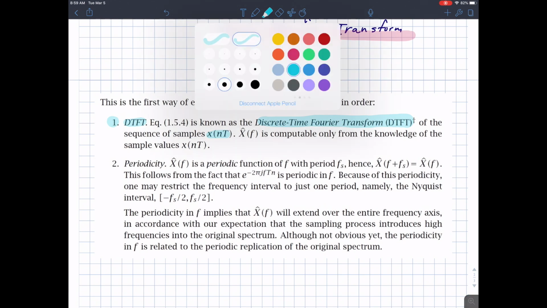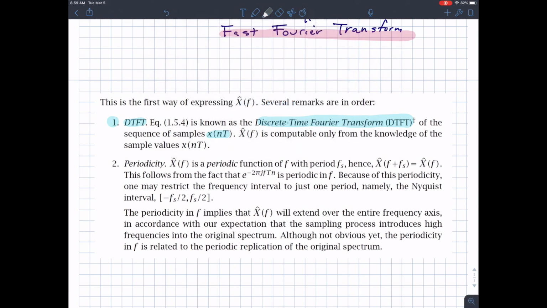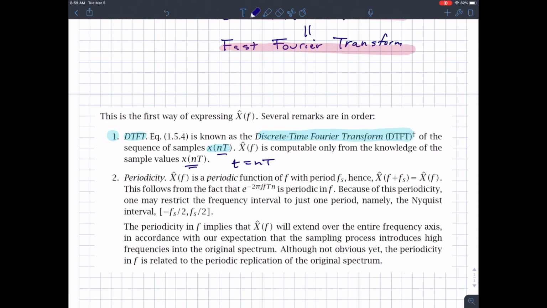Okay, so when we show this, this depends on t equals nT, which is samples of the original analog waveform. That's all we need. We don't need the signal values between the sample times, and from that we can compute the discrete time Fourier transform. All right, so that's an important point because it wouldn't be useful for us otherwise.